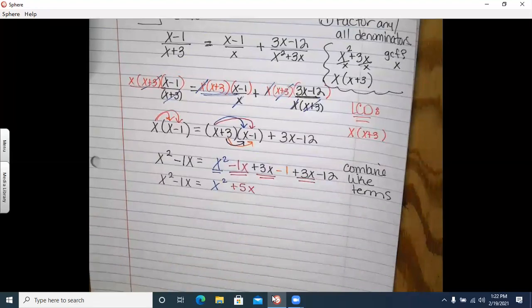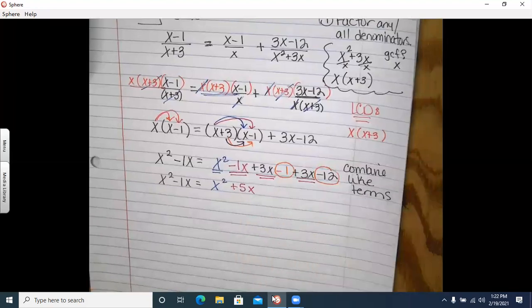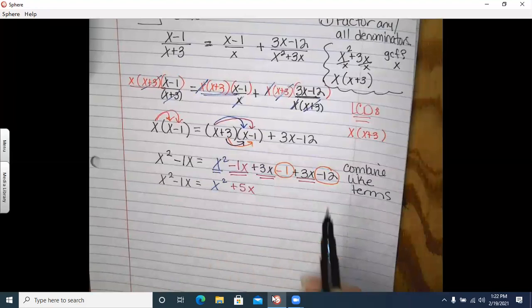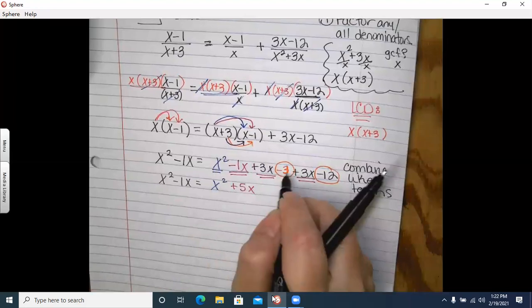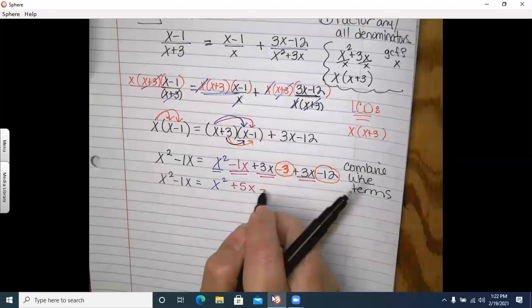Then I come to 0 degrees, which are constants. Those are numbers without variables, right? I've got 2 constants. Those are like terms. What is negative 1 minus 12? Negative 13, but something's not right somewhere. Oh, why don't y'all tell me? Right here, 3 times negative 1 is negative 1. Oh, what should that have been? Negative 3, oopsie. So that's going to make a difference, right? Negative 3 minus 12 is negative 15.